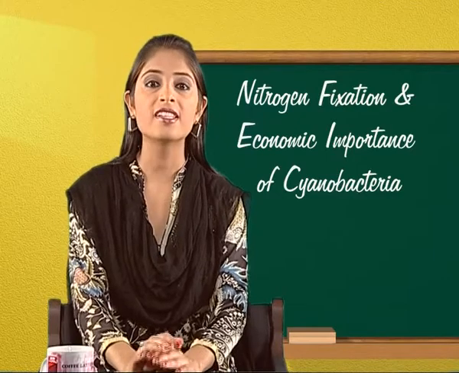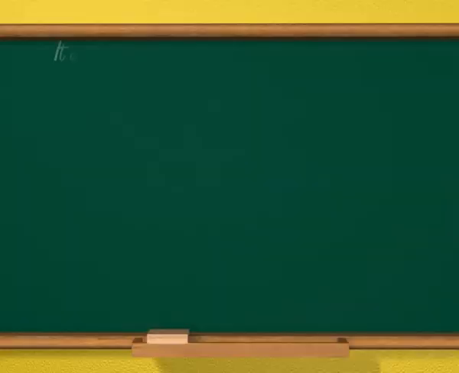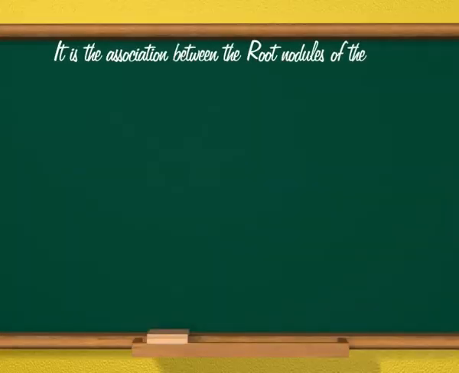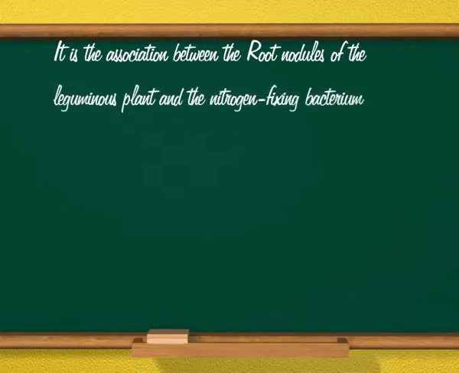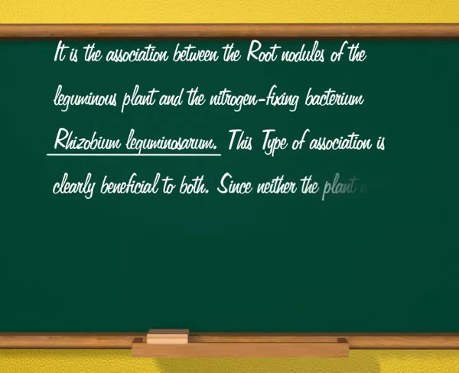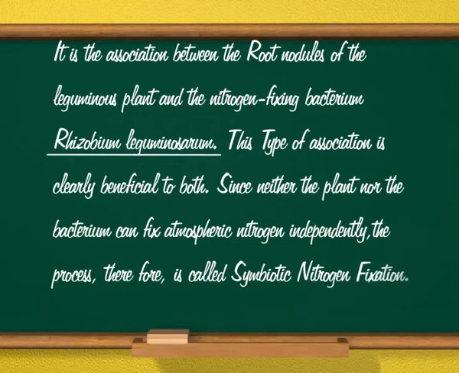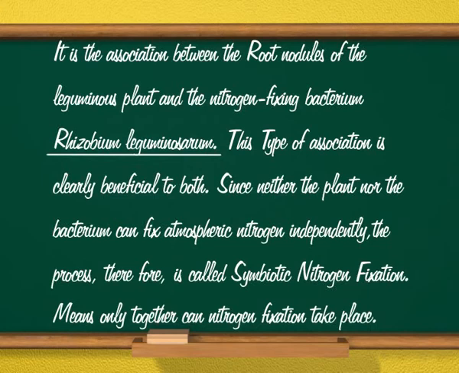Question. What is symbiotic nitrogen fixation? The answer is, it is the association between the root nodules of the leguminous plant and the nitrogen fixing bacterium Rhizobium leguminosarum. This type of association is clearly beneficial to both, since neither the plant nor the bacterium can fix atmospheric nitrogen independently. The process, therefore, is called symbiotic nitrogen fixation. It means only together can nitrogen fixation take place.